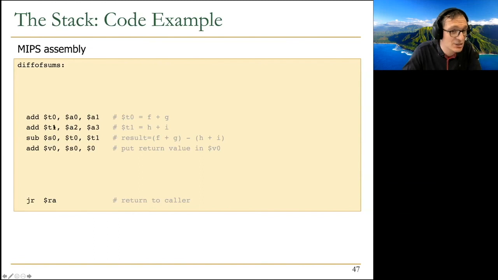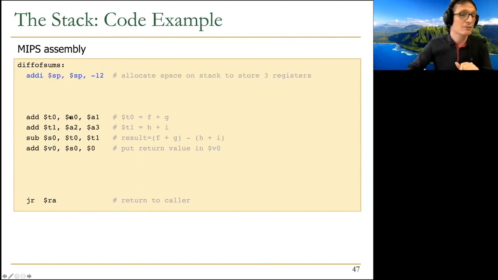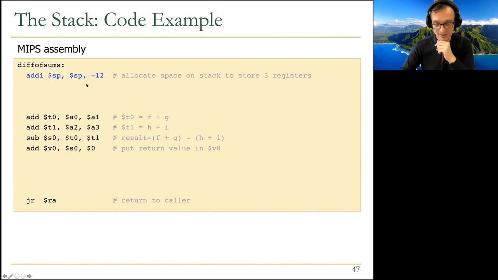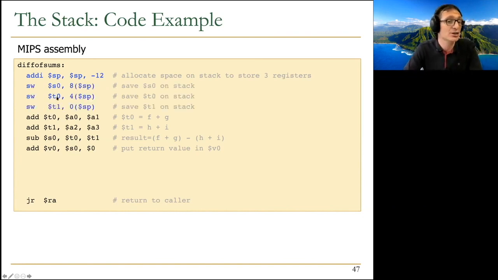It's writing T0, T1, S0, but we don't know if the calling function uses them. So what we do is allocate space on the stack to store three registers. Basically, we do this to the stack pointer. And then we store S0, T0, and T1 to memory locations on the stack. And now we can overwrite, because we stored the old values of S0, T0, and T1. Now we can comfortably overwrite T0, T1, S0, and then compute values based on whatever we want to do.